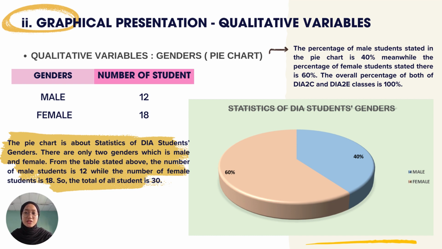The percentage of male students stated in the pie chart is 40%. Meanwhile, the percentage of female students stated there is 60%. The overall percentage for both of the DIA2C and DIA2E samples is 100%.